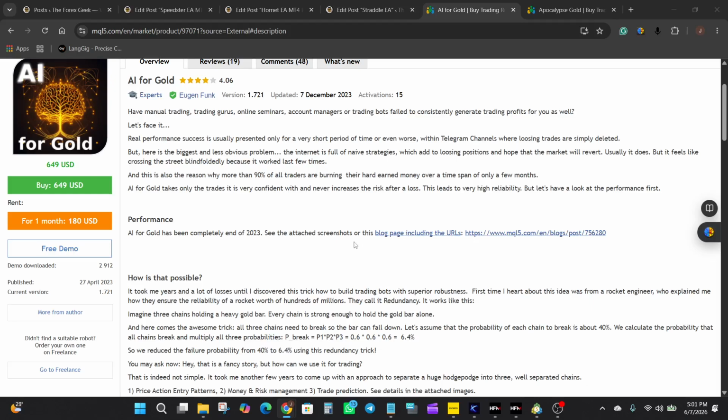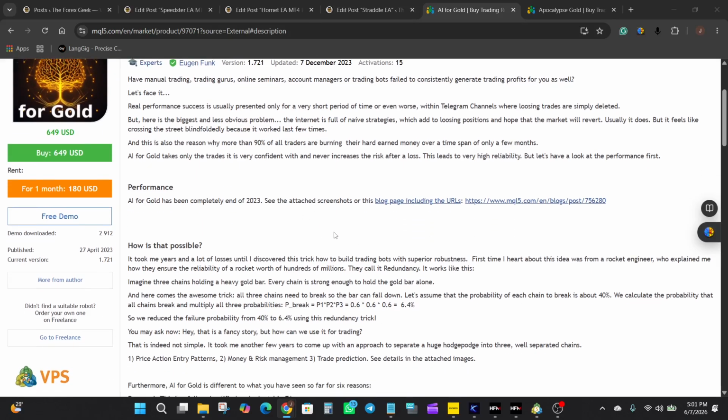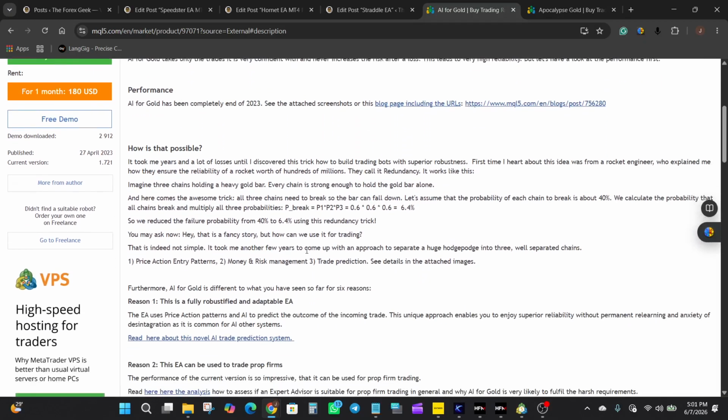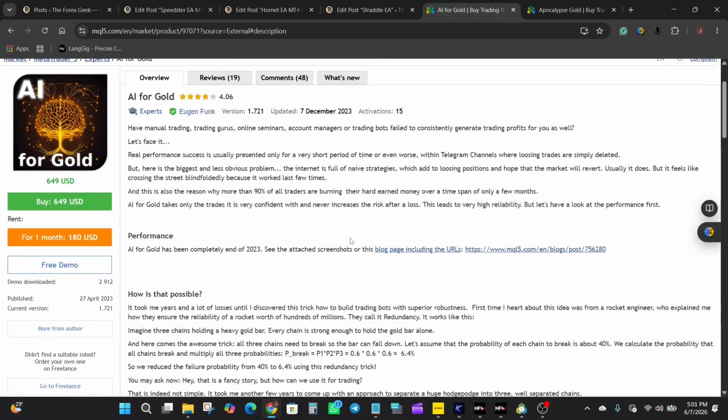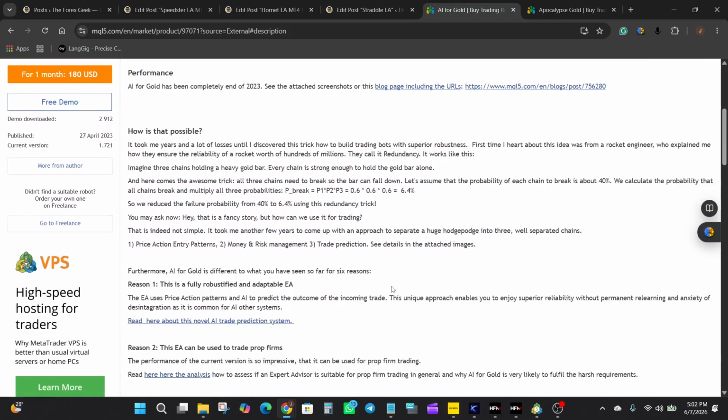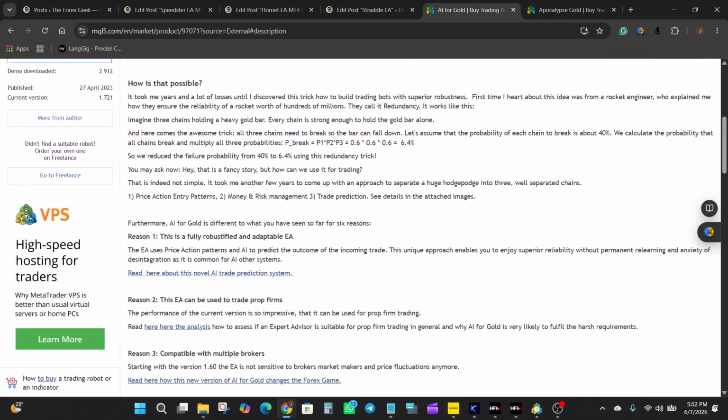As I scroll through the page, the EA is described as being designed specifically for gold, XAUUSD on the M15 time frame. So even though it supports both MT4 and MT5 platforms, the trading logic itself is centered around gold market behavior on lower time frames. Now, one of the key ideas explained in this description is the concept of redundancy.